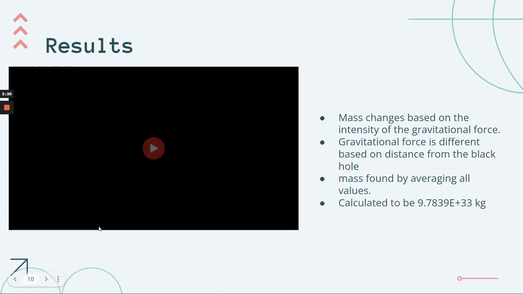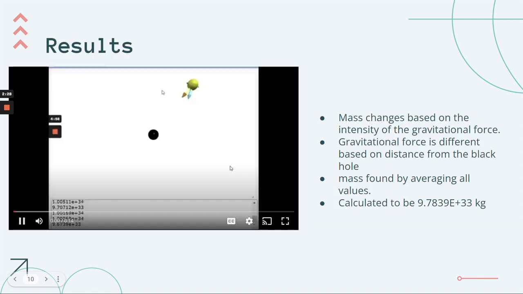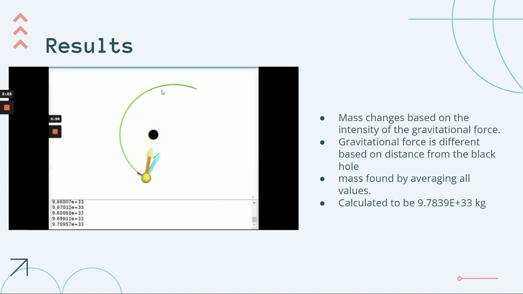So in the results, this is the video of the results, and the mass changes based on the intensity of the gravitational force, and the gravitational force is different based on the distance from the black hole. So then the mass overall was found by averaging all the values, which was calculated to be about 9.8 times 10 to the 33 kilograms.